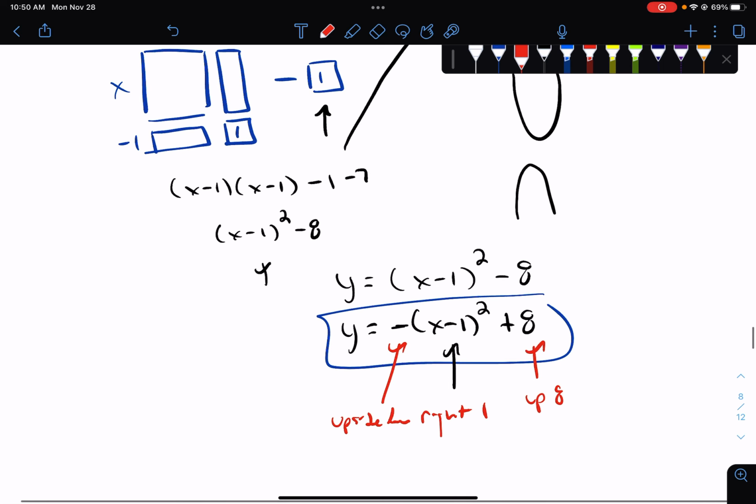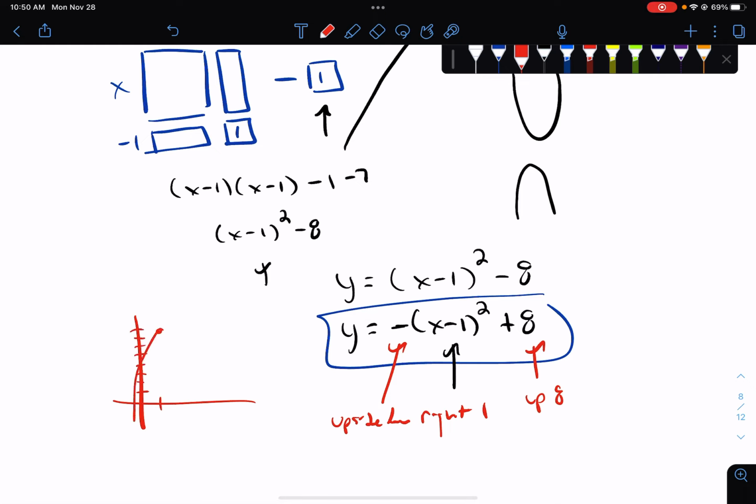So when I draw my picture, which I don't make you do today, I go to the right 1 and I go up 1, 2, 3, 4, 5, 6, 7, 8. So my picture looks something like this. And I only care about this part right here, because my maximum is positive 8. All right, your turn.